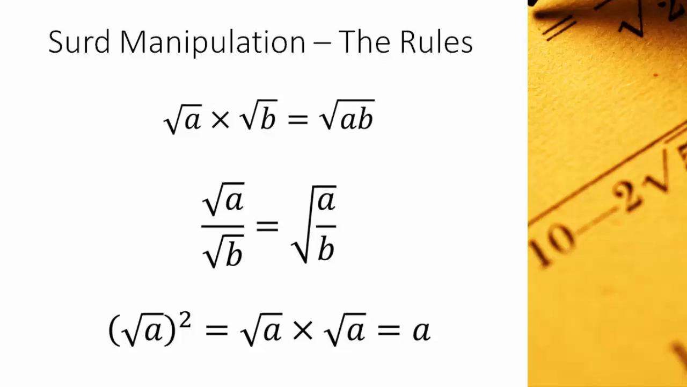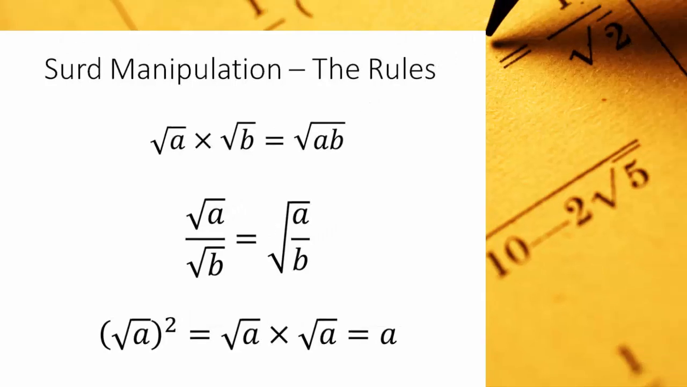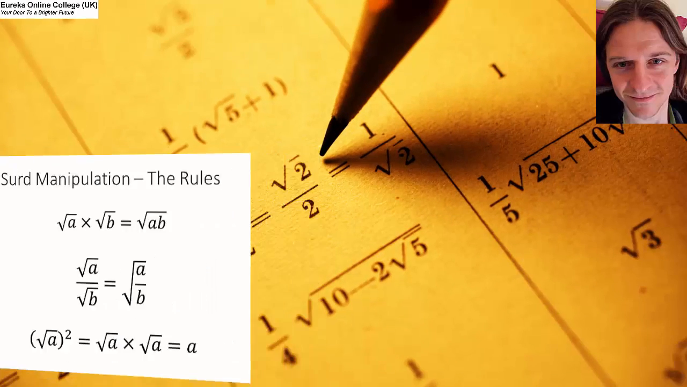You can do the same with root a over root b. I guess you could use let's say something simple like root 36 over root 9. Root 36 over root 9 is really just equal to 2, because root 36 is 6 and root 9 is 3. So you've got 6 divided by 3, which is 2. And if you were to put that all in a square root, you'd have 36 divided by 9, which is 4, square rooted, which is 2. So it's clear that these things work.